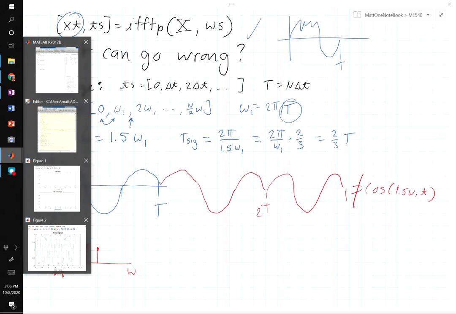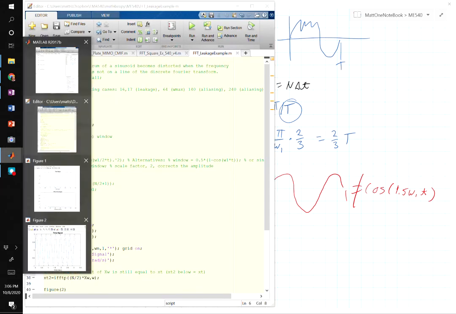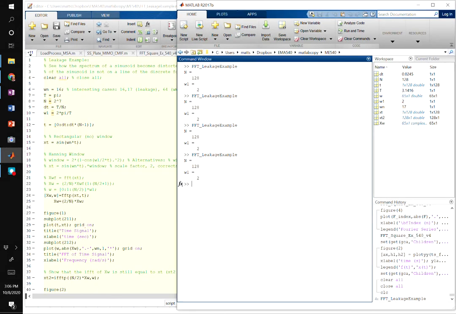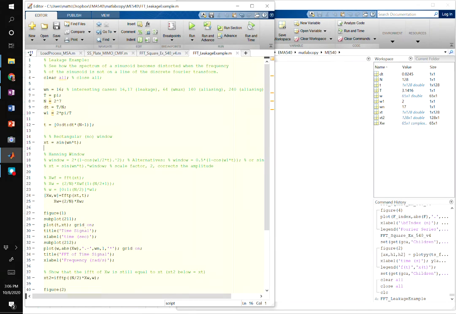So we can see this in a MATLAB example here. All this code is doing is setting up the sampling parameters, creating a time vector, creating a sinusoidal signal that's sampled, and then taking the FFT and plotting that. So a really simple code, but watch what we're going to do. So notice that our period is T.